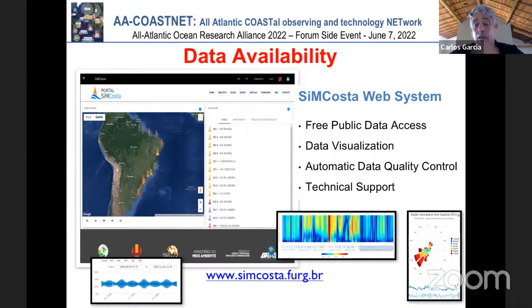An automatic data quality control has been constructed by the CEST team based on QARTOD from IOOS. And we also offer technical support to all people who need some advice on the data.